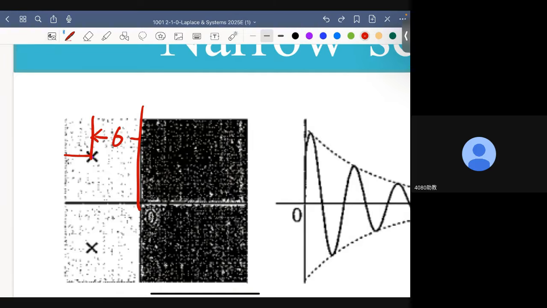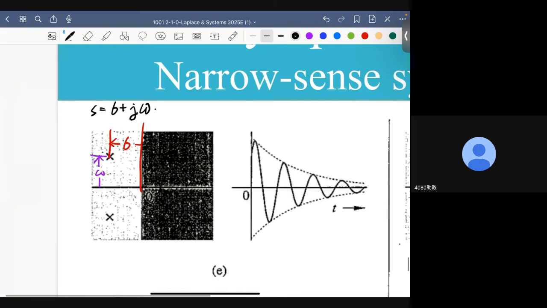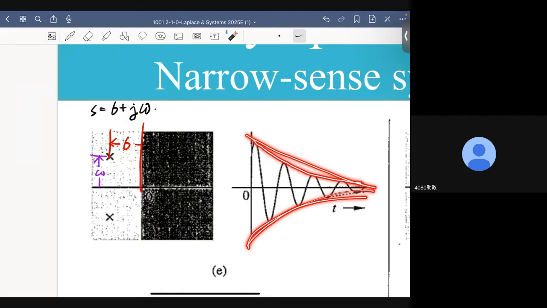This is omega, all right? And this s is, of course, sigma plus j omega, all right? So this part, which is the distance between the location of the pole and the imaginary axis, the vertical axis, actually determines the envelope of the response pattern of the system, okay?